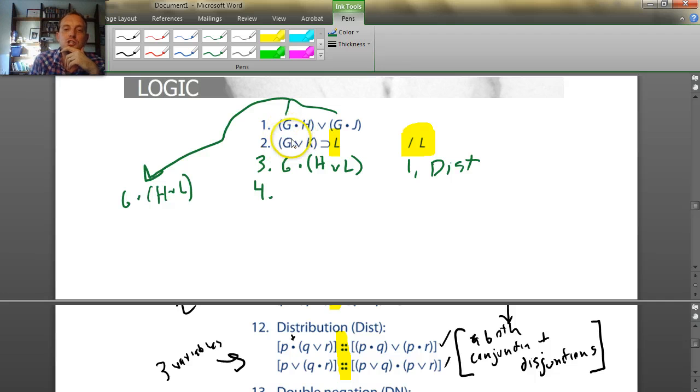Wait a second. If I can get G by itself, I could use the rule of addition and just add K. Let's do that now. So that's going to be G, and that's line 3, simplification. Because remember, once you have a conjunction, I can just cut this out and just keep this.